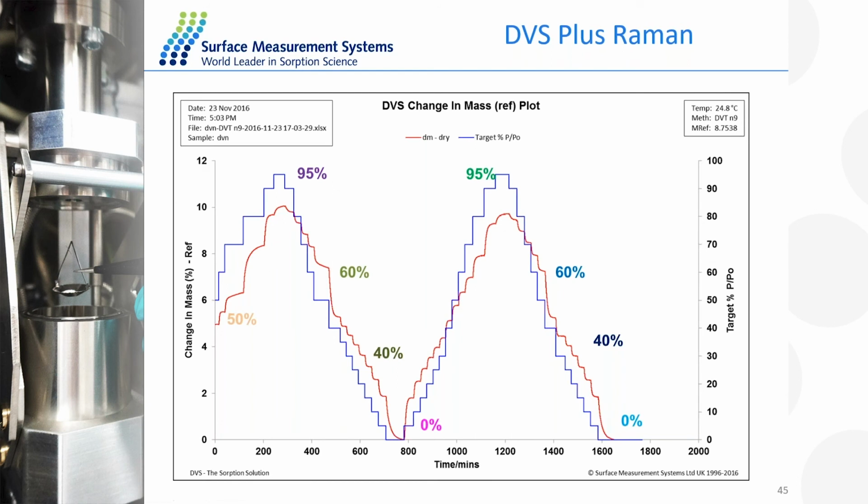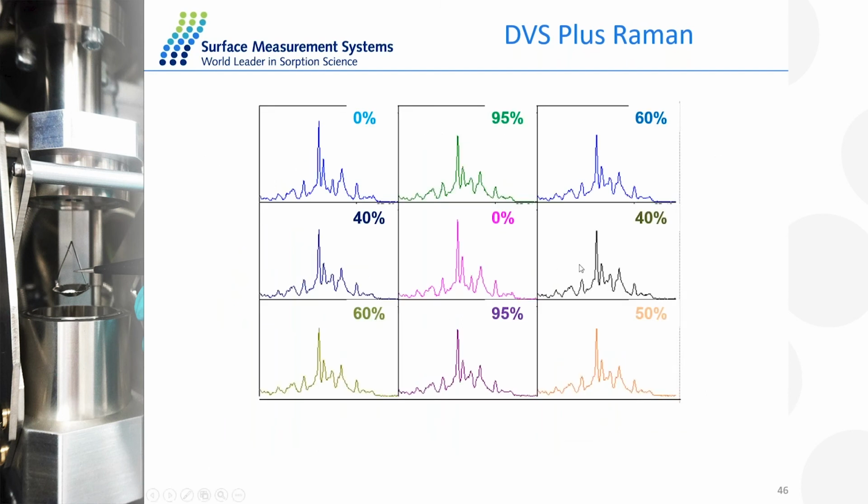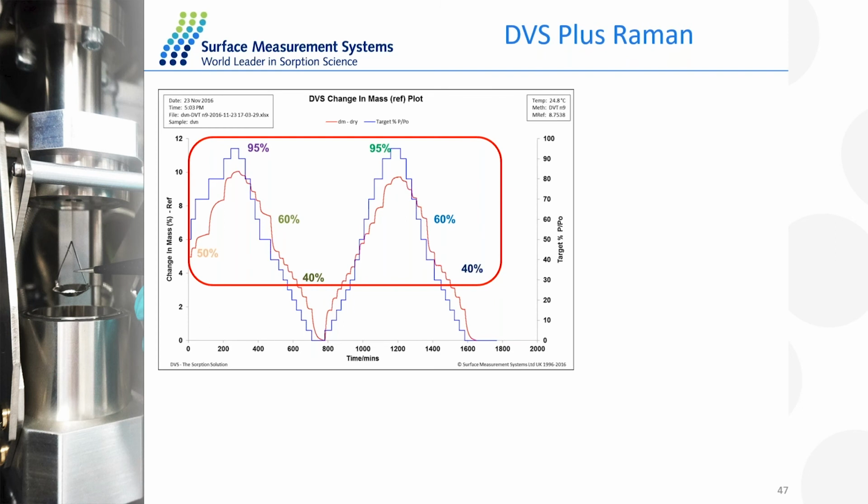Does the Raman give us any extra information? We can collect Raman spectra at each partial pressure stage, as you can see over here, and obviously we can overlap them. So what happens if we overlap the initial stages of the experiment, any stage that we look at here that contains water?